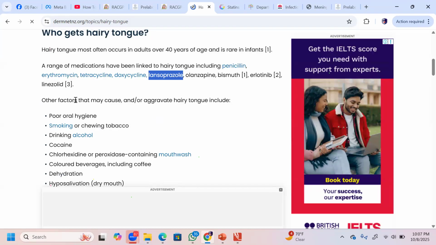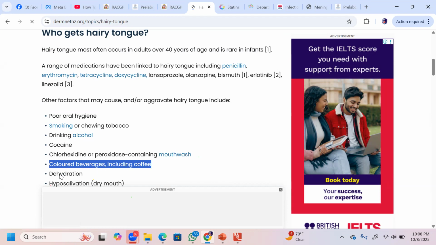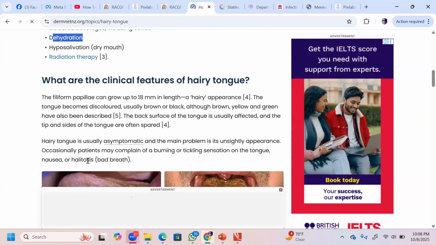Other factors that may aggravate hairy tongue include poor oral hygiene, smoking, and drinking alcohol. Our patient is also drinking alcohol. Also cocaine, and mouthwash like chlorhexidine or peroxide-containing mouthwash, or colored beverages including coffee, and dehydration. So these are the risk factors.